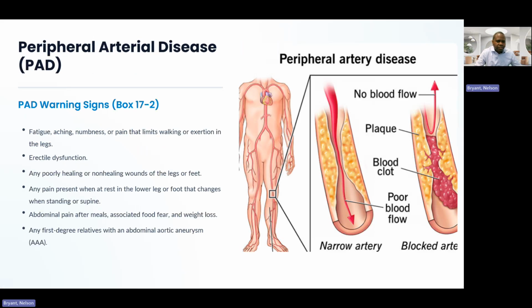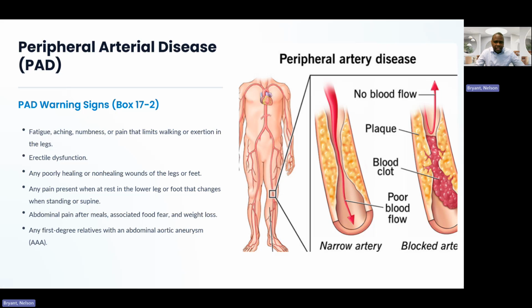So I mentioned some of the conditions that you may notice affecting the vascular system. One of them is PAD, peripheral arterial disease, which is a major marker for systemic atherosclerosis. So warning signs usually include leg pain, exertional leg pain, non-healing wounds. And we see most of these in primary care. And then also rest pain is the most common.